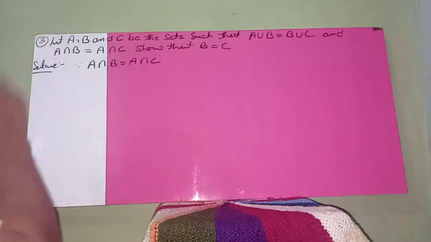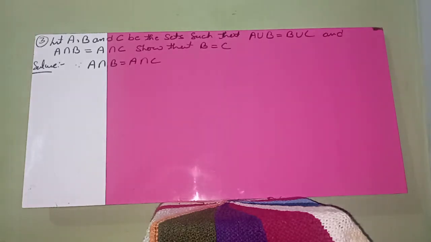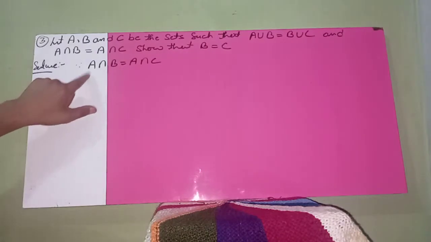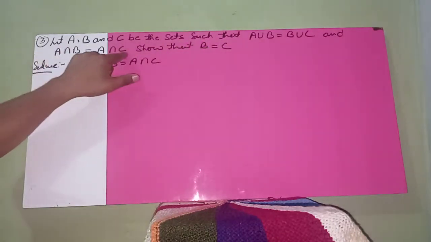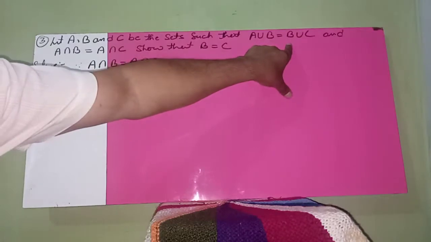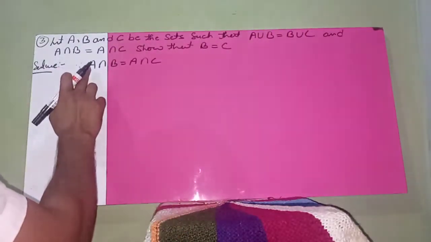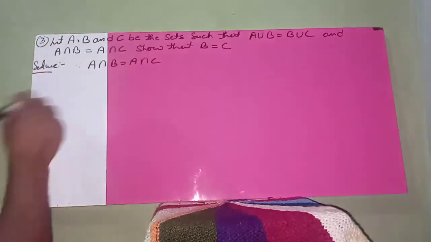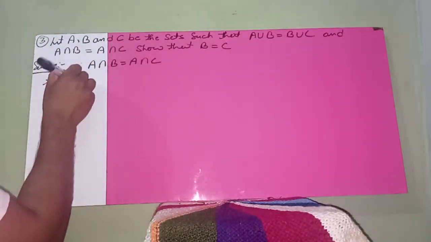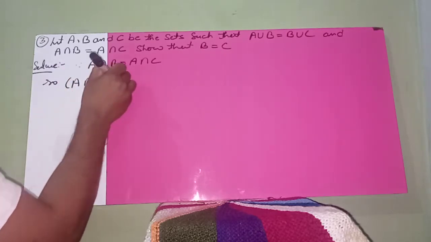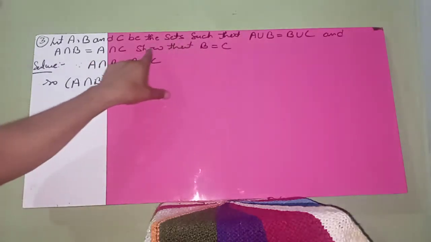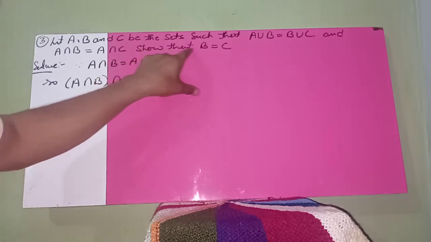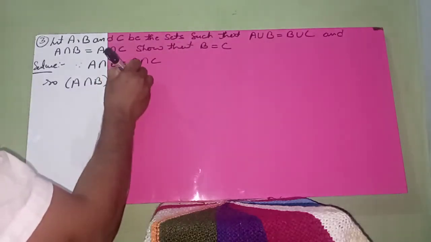Okay, after that I take this part, A intersection B equals A intersection C. If you want to take this, so you take. Okay, अगर इससे करना ज़्यादा, इससे भी कर सकते हैं। If I take A intersection B equals A intersection C, so I can say that A intersection B intersection, because the question says that B equals C, so I take intersection of B.